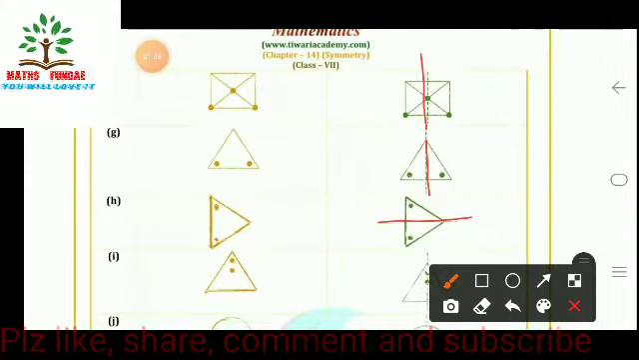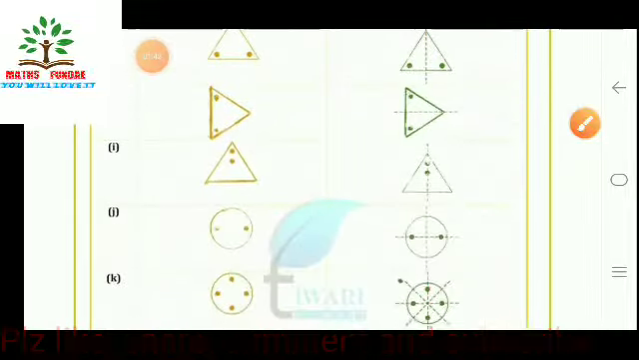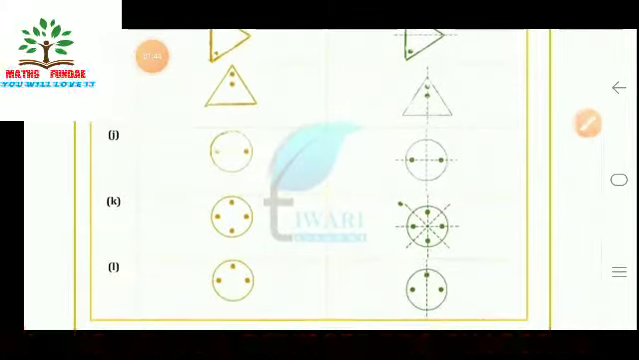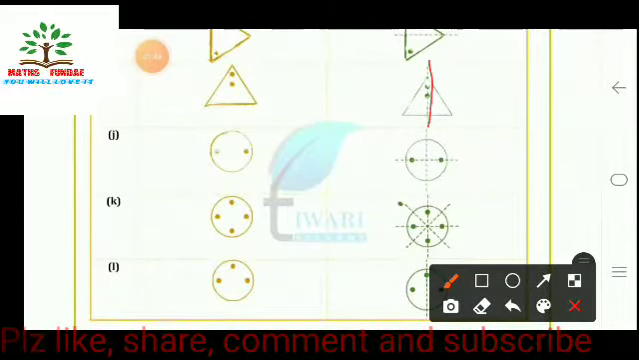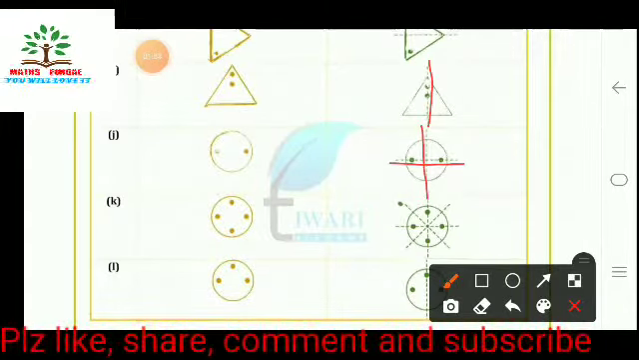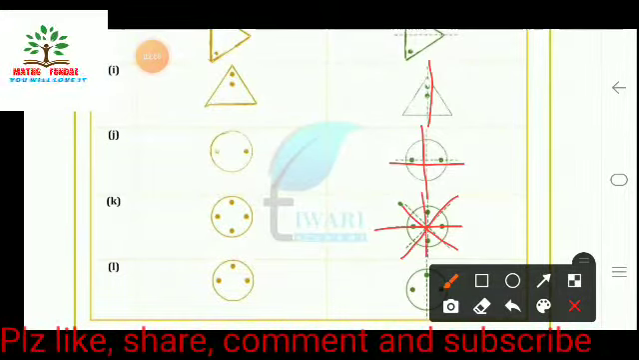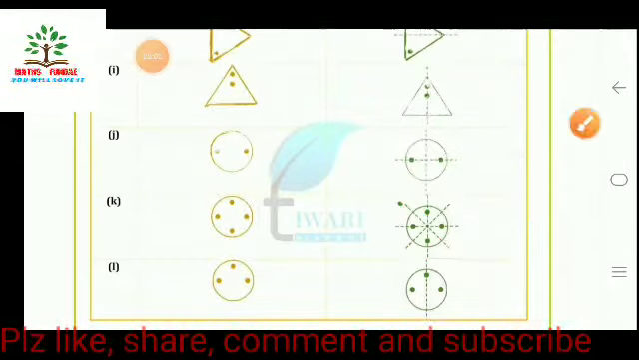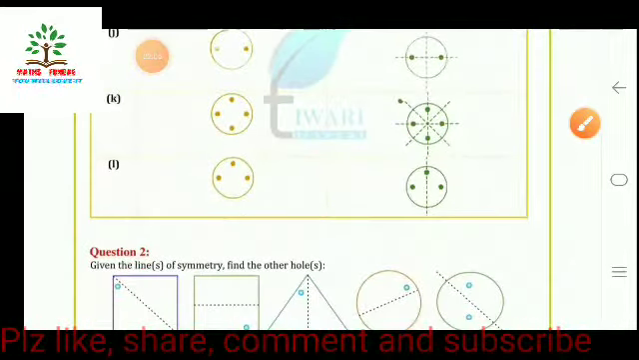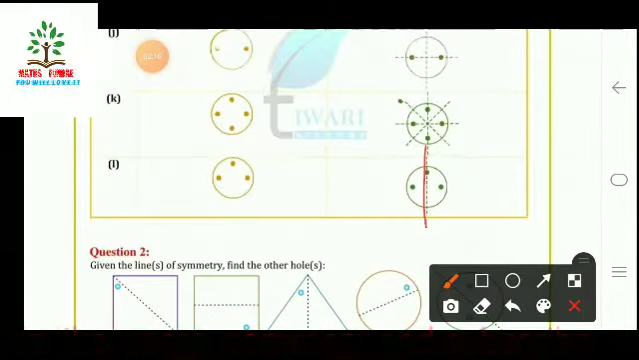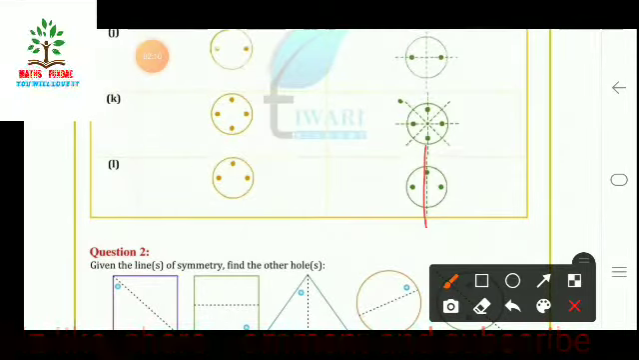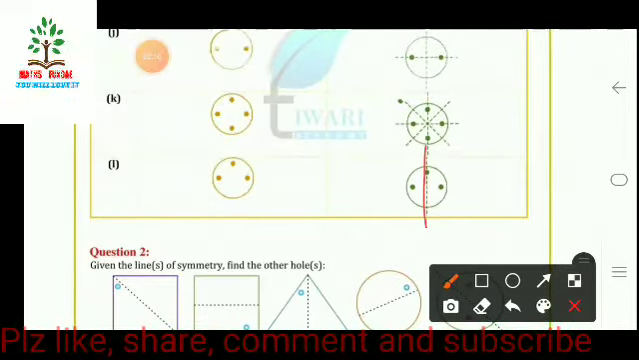Then likewise in the next figure, the line of symmetry will pass through these dots, like this. Then this is a circle, so it has two lines of symmetry passing through the centers. Then in this figure we have 1, 2, 3 and 4 lines of symmetry. Then in the L figure we have only one line of symmetry, meaning the line which divides the given figure into two equal, symmetrical parts.